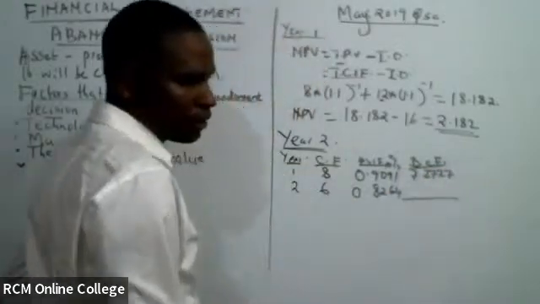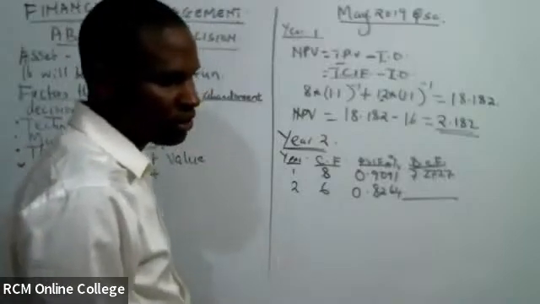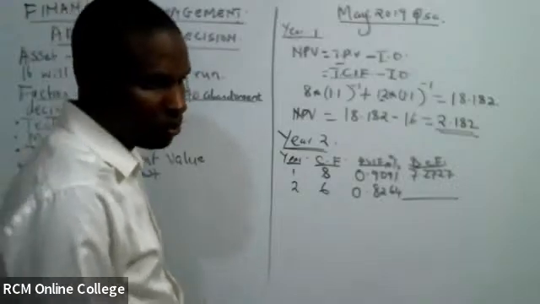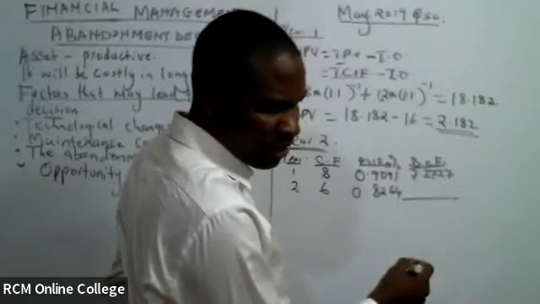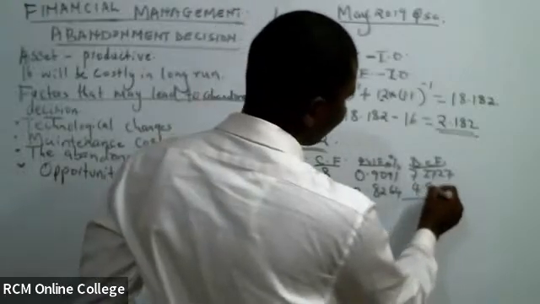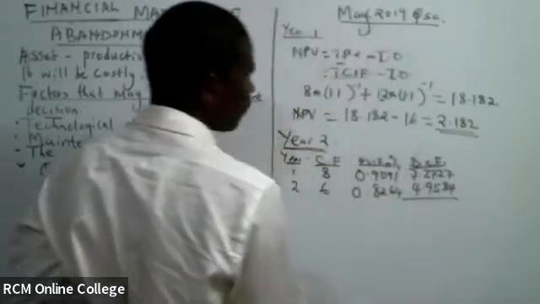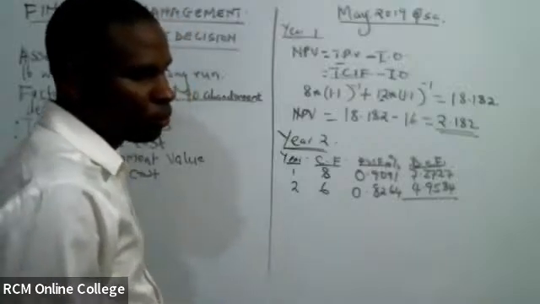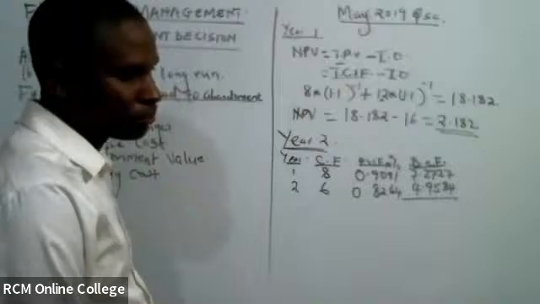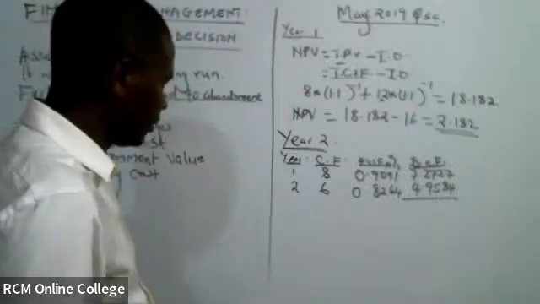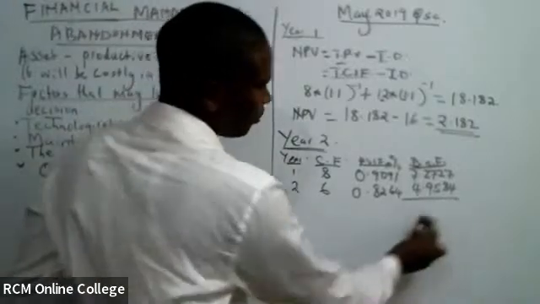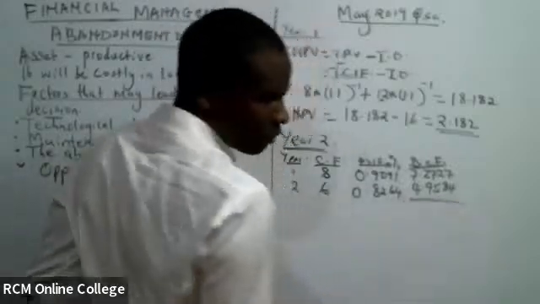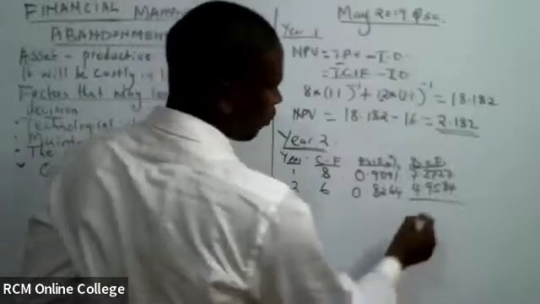7.2727. Haya, ya pili, the second one. 7.27. Okay. Ya pili still. The second one, 4.9584. So when you add the two, what shall you get? Tupata ngapi? Ukiongeza hizo mbili, tunapata nini? Please add the two. We see what we shall get when we add the two. 12.2311.